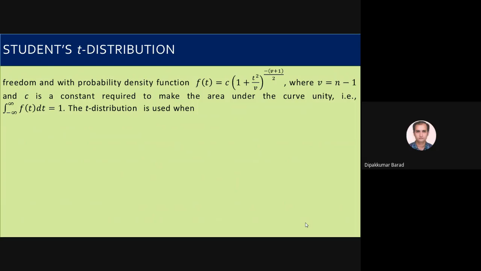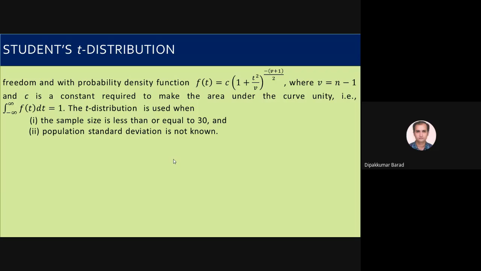And it has a probability density function. That is not of so much importance, but since it is a continuous distribution, it has a probability density function: f of t is equal to c into 1 plus t square upon v, raised to minus (v plus 1) by 2, where v is n minus 1 and c is a constant. You should understand that a distribution has a probability density function, if it is continuous. And here the sample size is less than or equal to 30 and the population standard deviation is not known.